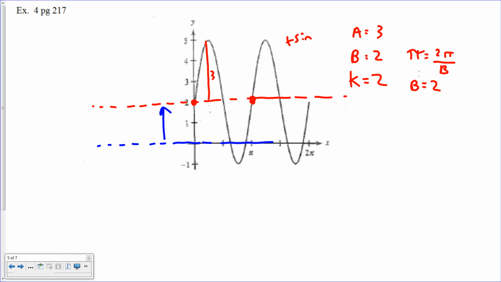Now I have everything that I need. I go ahead and write down the equation. Y equals 3 sine bx, which is 2x, plus my k, which is up 2. Getting a little bit more complicated, still just breaking it down into parts and getting your letters.